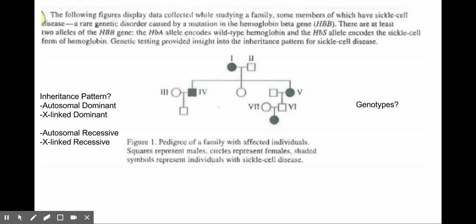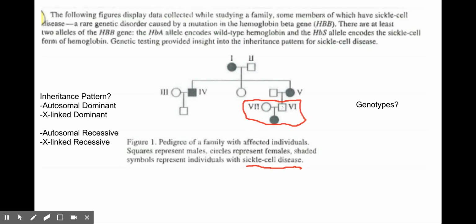Is it dominant or is it recessive? We know that shaded represents people with sickle cell. And the first question we would ask: are there any children who have different phenotypes than both of their parents? So immediately when you start looking at a pedigree, try to find parents with the same phenotypes. And that exists right here.